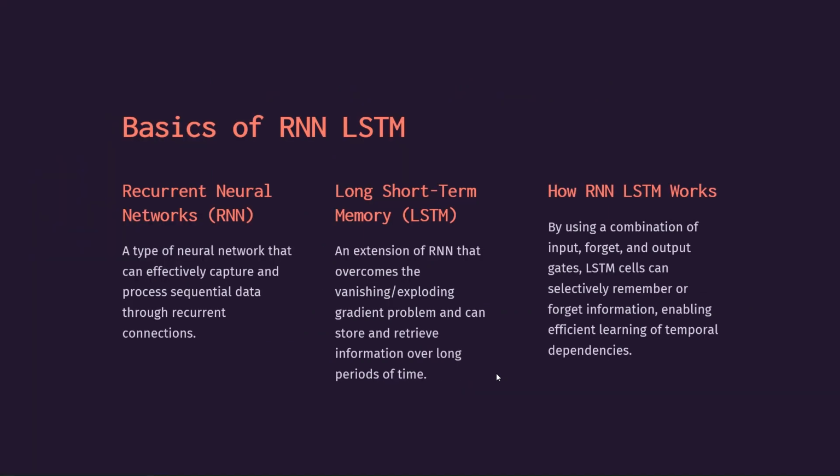Next is basics of RNN and LSTM. When we say RNN, which is a recurrent neural network, it's a type of neural network that can effectively capture and process sequential data. Now, when LSTM comes into the picture, it was just to overcome the problems of RNN, which were vanishing and exploding gradient, caused by a long period of time and multiple layers.